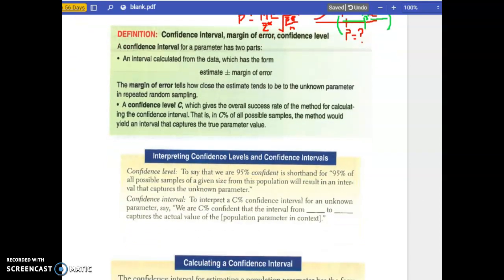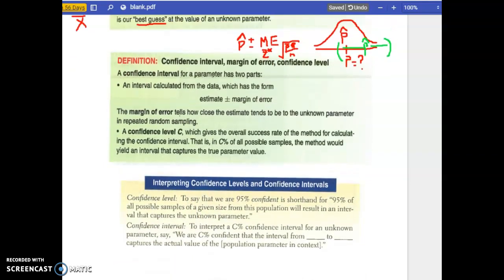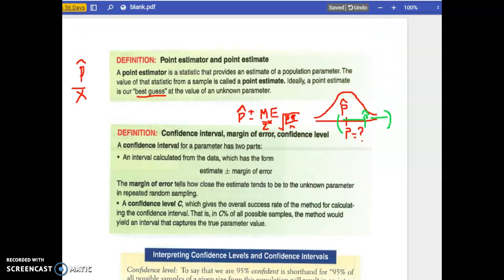And then I had a bunch of questions about how to interpret confidence level. Actually, I'm going to stop here. I'm going to jump to the 8.1 quiz and go over the first two parts of the first question.